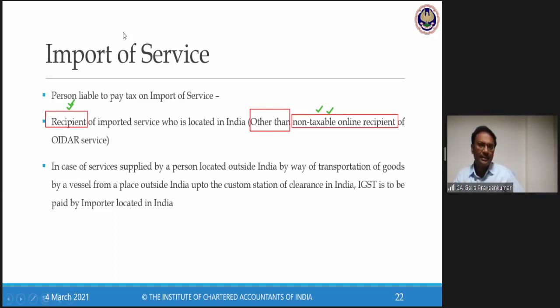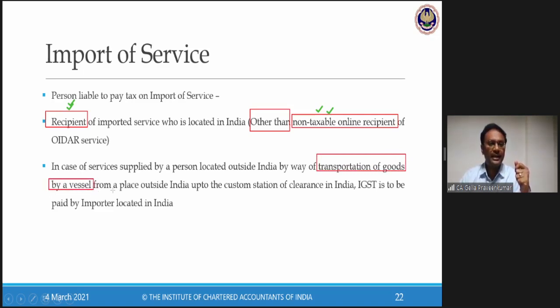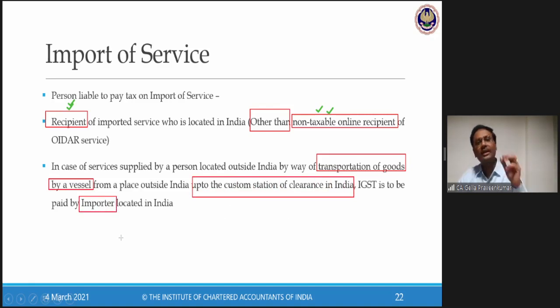Not that important. I'm going to talk to those students who are well versed with GST laws in internship. Transportation of goods by a vessel from a place outside India up to the customs station clearance of India: IGST is to be payable by the importer. Now, in general, I'll explain to other students.